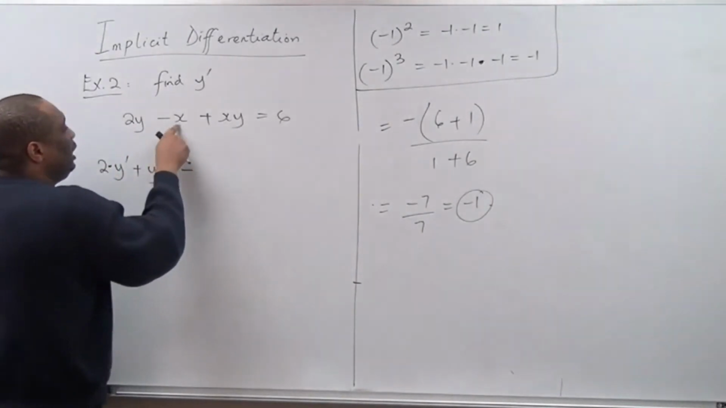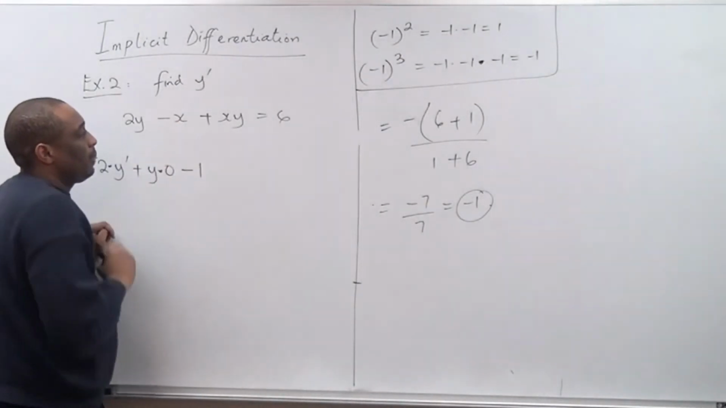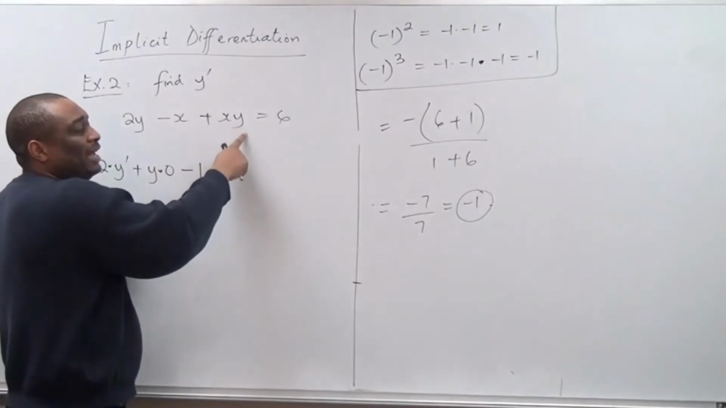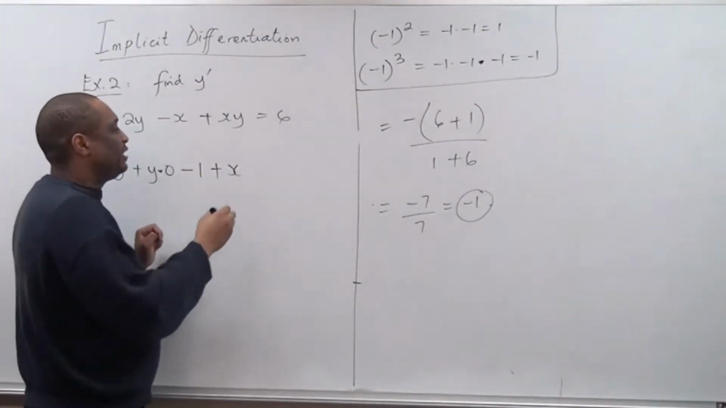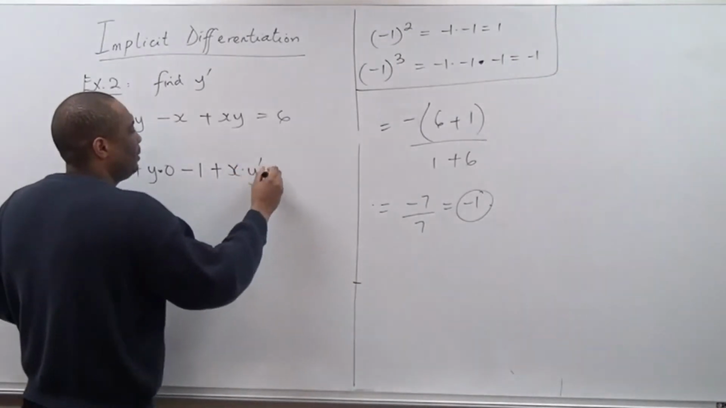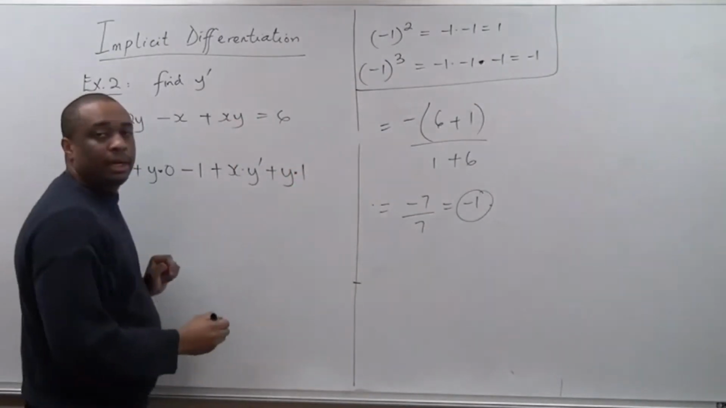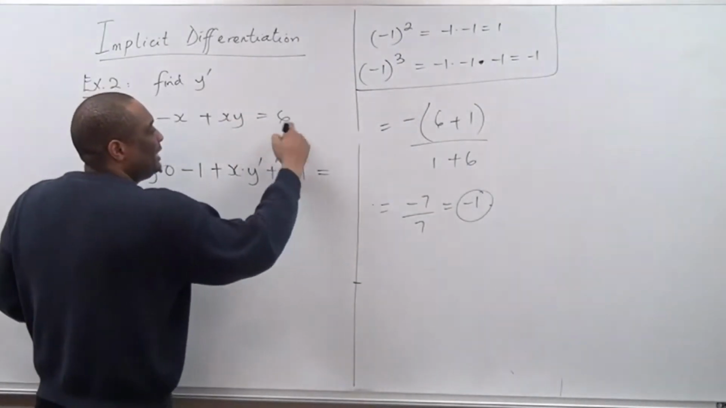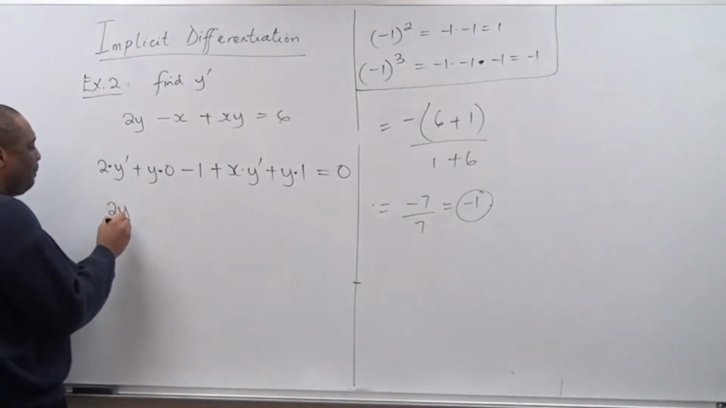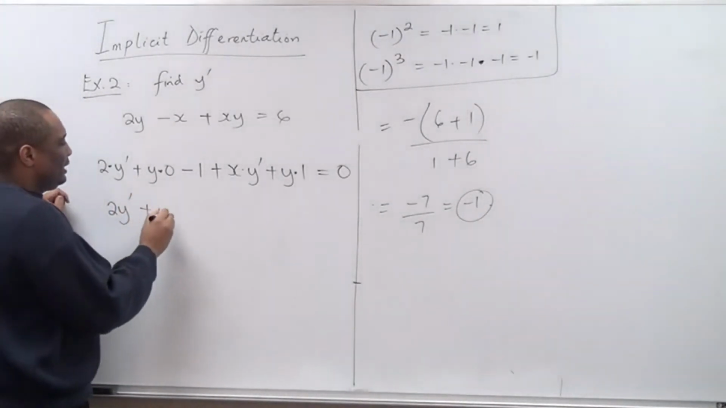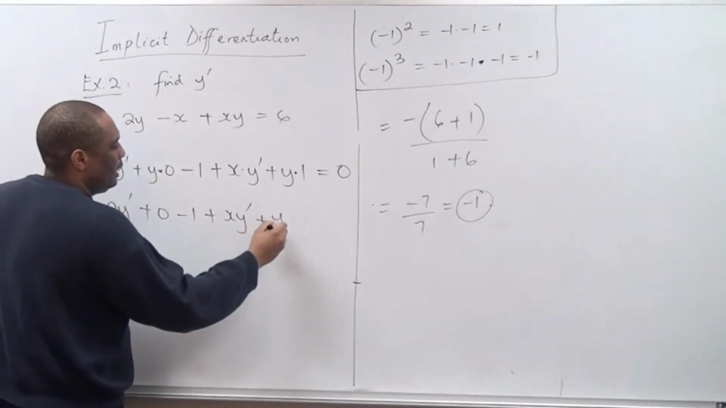Then minus, if you differentiate x with respect to x, it gives you 1. Plus, xy is a product of x and y. Keep x constant, differentiate y, gives you y prime, plus, keep y constant, differentiate x, it gives you 1. Equal to, differentiate 6, it gives you 0. So this will be 2y prime plus, y times 0 is 0, minus 1 plus xy prime plus y equal to 0.